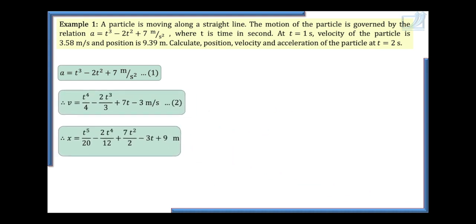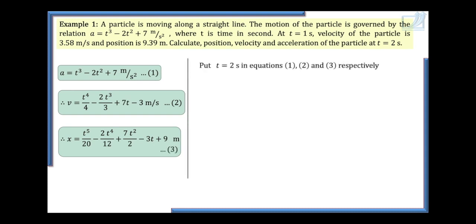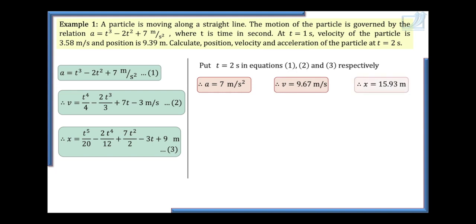Equation 1, equation 2 and equation 3. Now simply put t equal to 2 seconds in these 3 equations and you will get the answers. So very simple problem. Now important thing, find displacement at t equal to 2 seconds. Check, is it displacement at t equal to 2 seconds? No, this is position at t equal to 2 seconds.